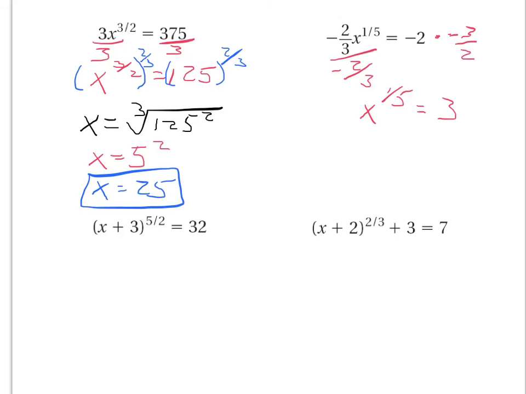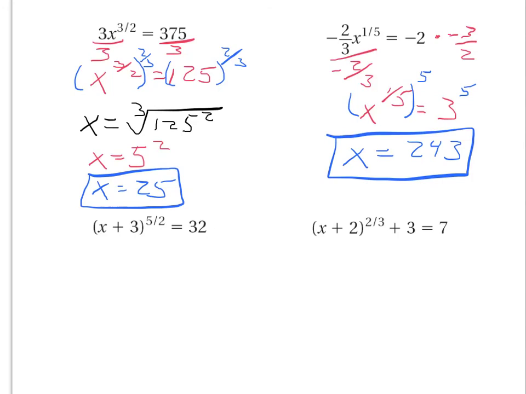Now, just like before, I'm going to take the reciprocal exponent, which would be 5/1, or 5, to both sides. So on the left side, 1/5 times 5, those are just going to get rid of each other, so all I have left is x equals, on the right side, 3 to the 5th. That's kind of a big number. That's 243. There's our answer.